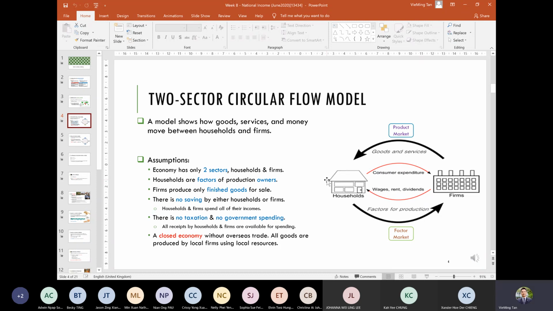What are the four factors of production? Can you recall? Capital. Yes, good. Capital. Labor. Labor. Land. What else?